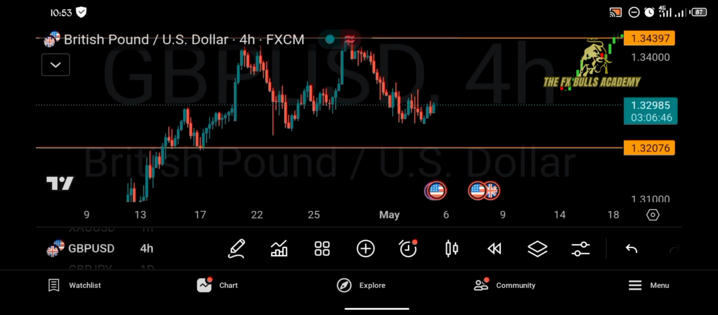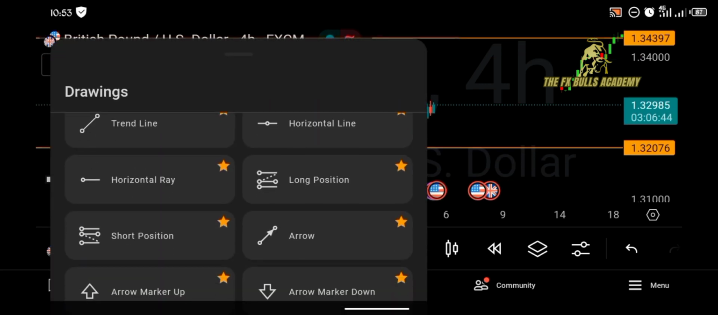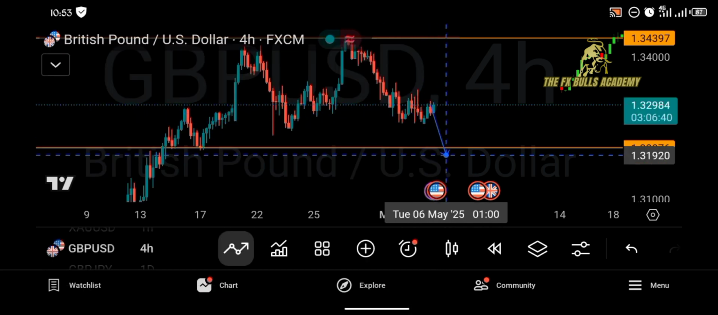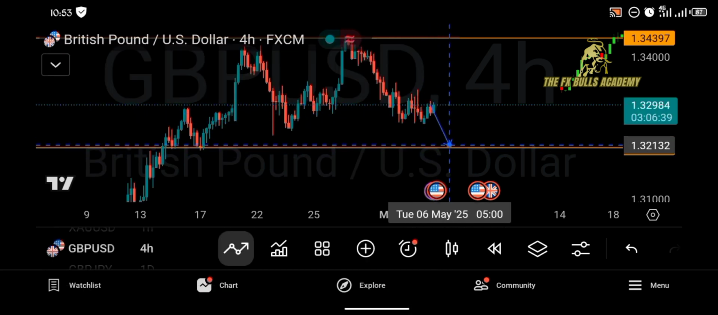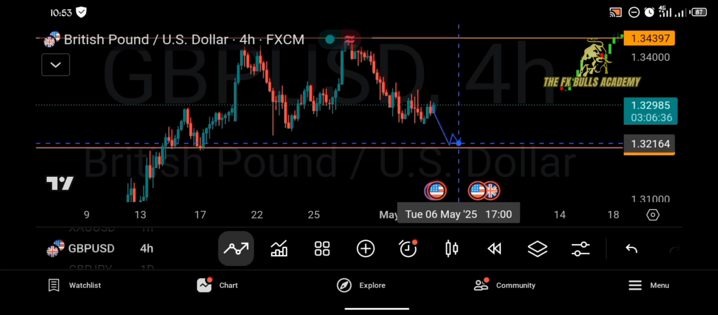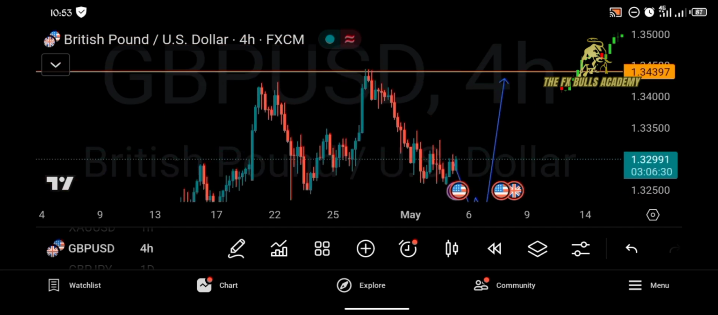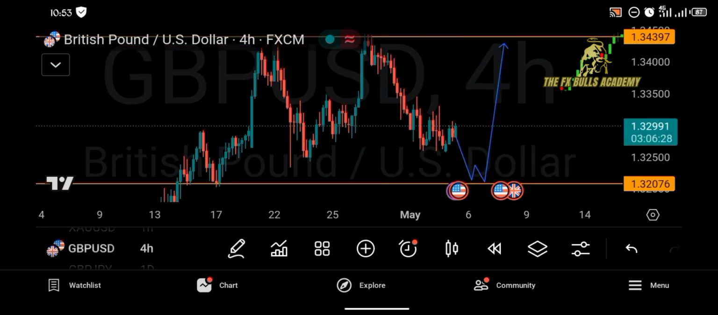If it has gone to that support and given us a good chart pattern, then after that price should be pushing back up. If it has given us a W pattern, we should expect the price to buy. But if it does not give us the W pattern, you can use your candlestick confirmation.